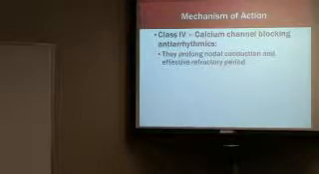And last but not least, calcium channel blockers, CCBs. They prolong the nodal conduction and effective refractory period. Remember that we have the SA node and the AV node. So what happens here is they're prolonging that action potential, just sort of slowing it down, putting the brakes on it.